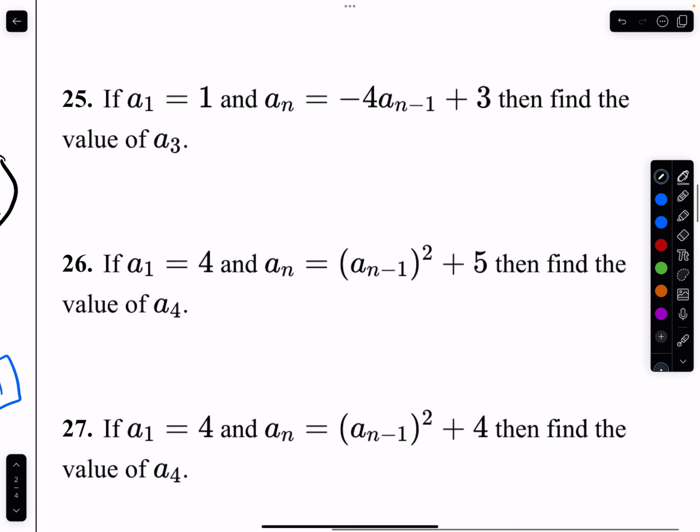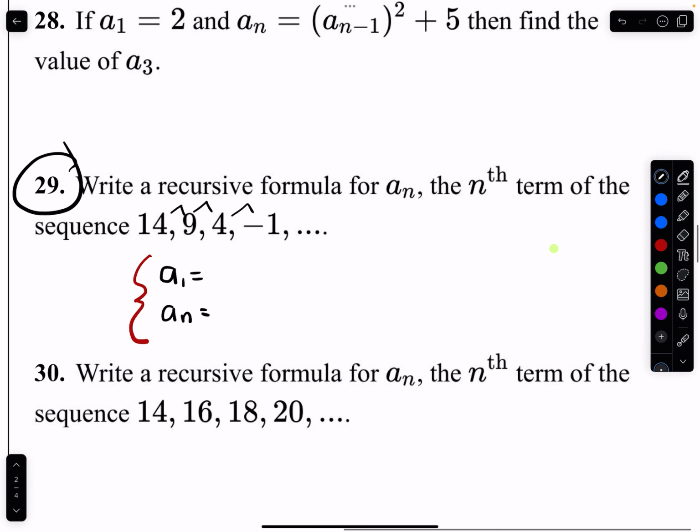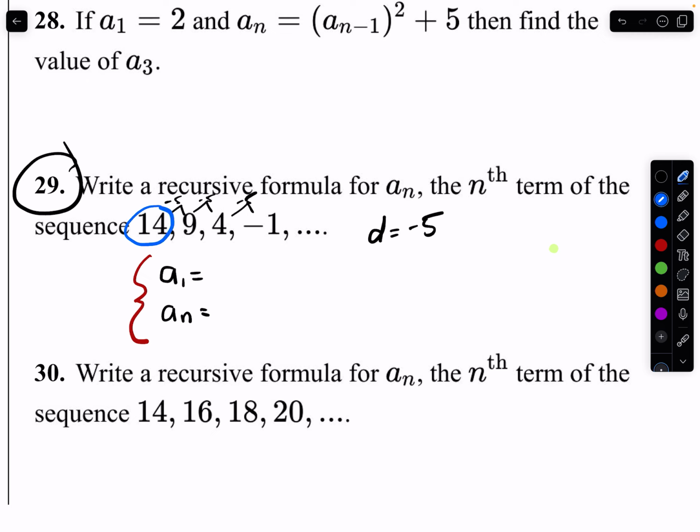Okay? All right, next example that I wanted to show you right here is how do we write a recursive formula when we're given a series? So first of all, you want to start with, is this an arithmetic or geometric sequence? And you could do -5 here, -5 here, -5. So what happens is we're subtracting 5 every time. So we know that the common difference here is going to be -5. Now, what's nice about these sequences is you always start with the first term. A1 is 14.